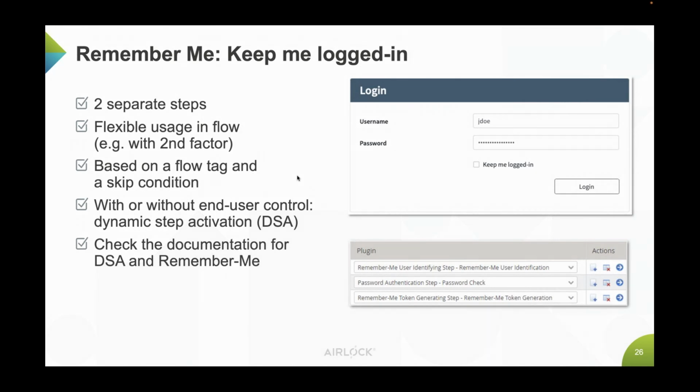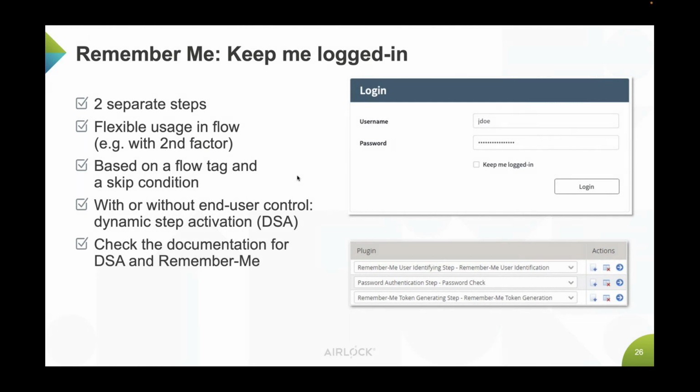And if the first 2 steps are successful, then the third step will generate a new remember me token and store it in the browser. So with this very simple example is actually what you see in the screenshot above. It's the keep me logged in checkbox on the login screen. Passing through the whole flow of these 3 steps, you will get a remember me token in the browser. If you come back the next time, the first step, the identifying step, will identify the user and set the tag, and if configured correctly, then skip the second step and the user is logged in.